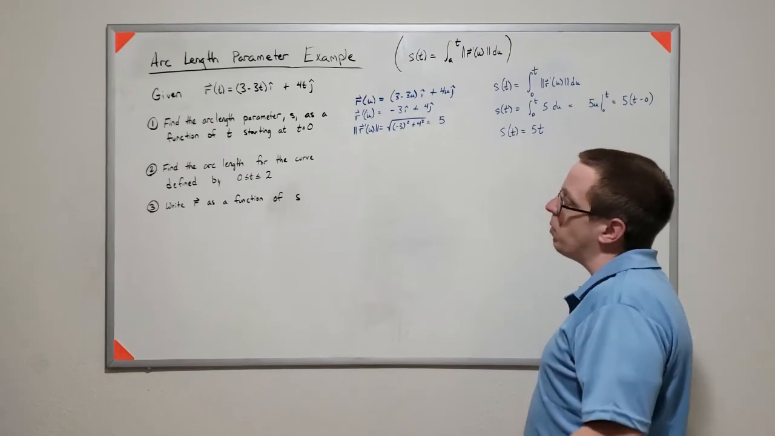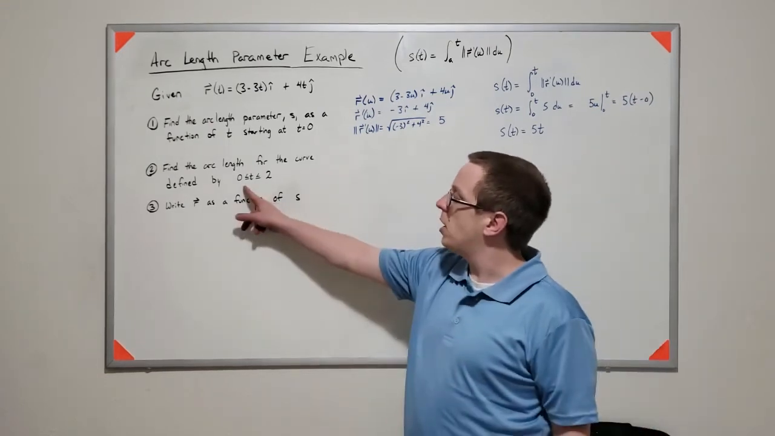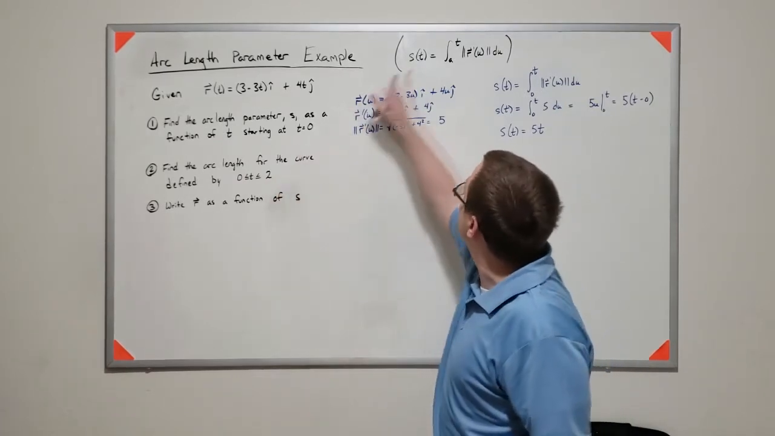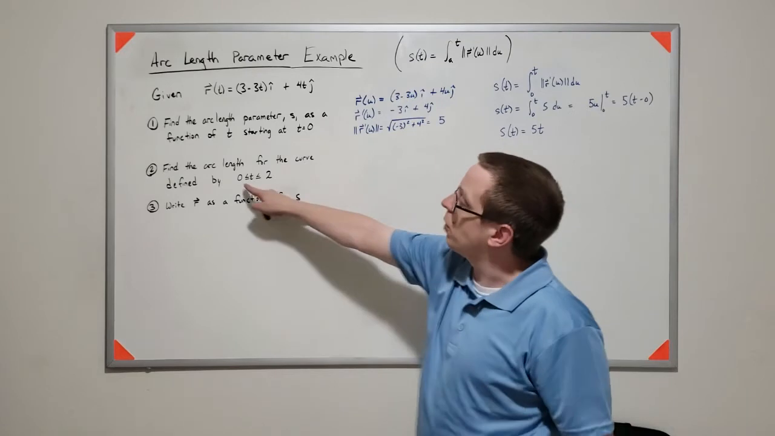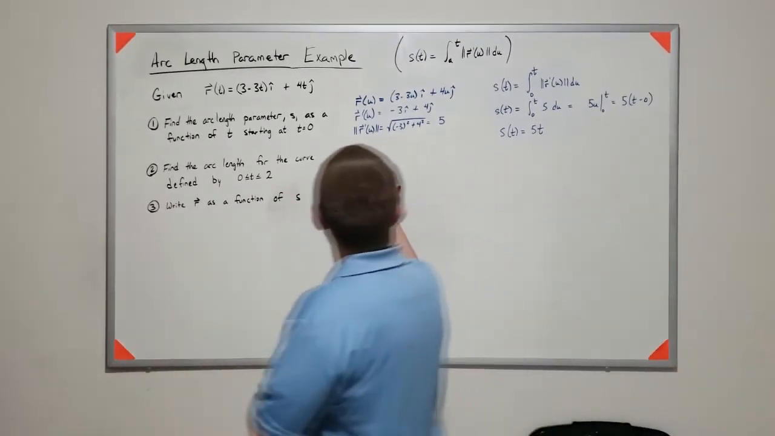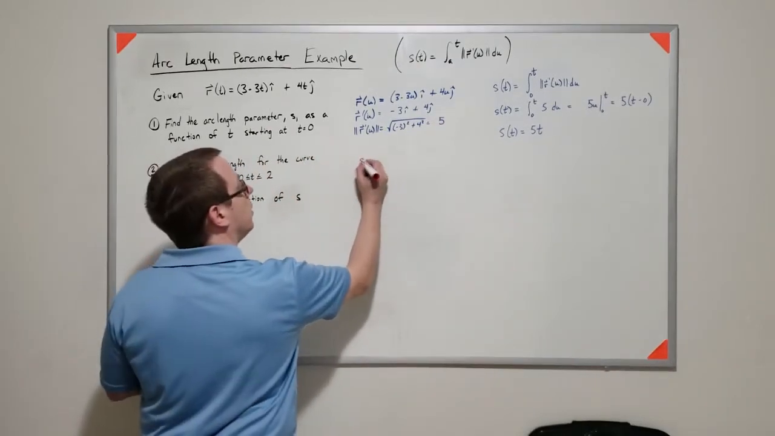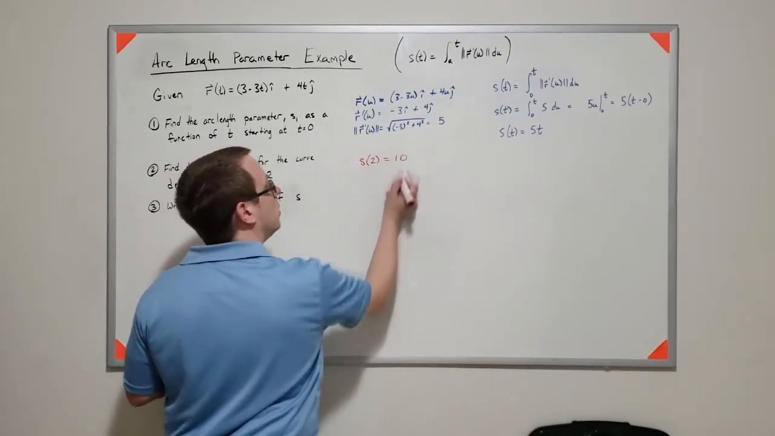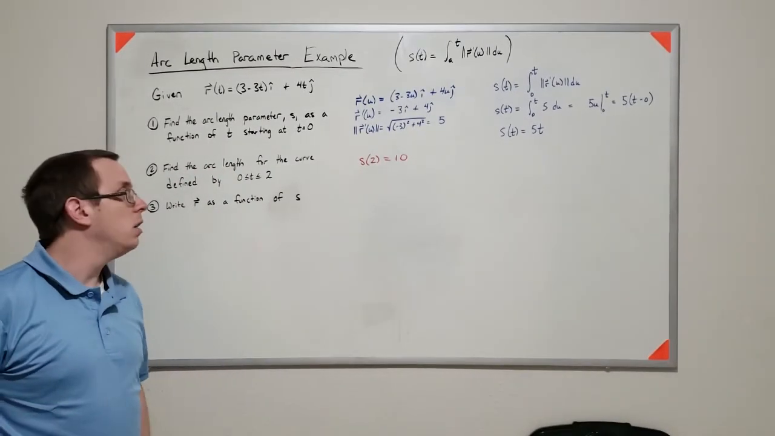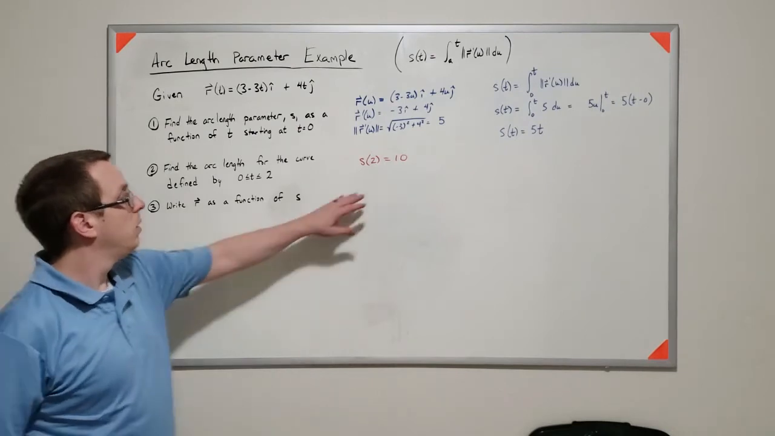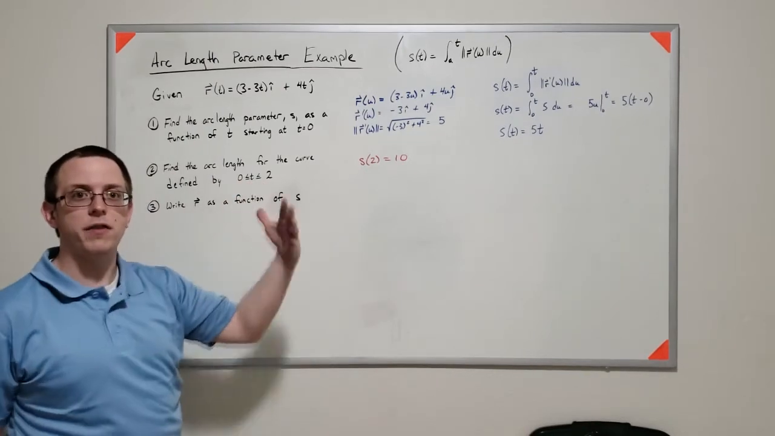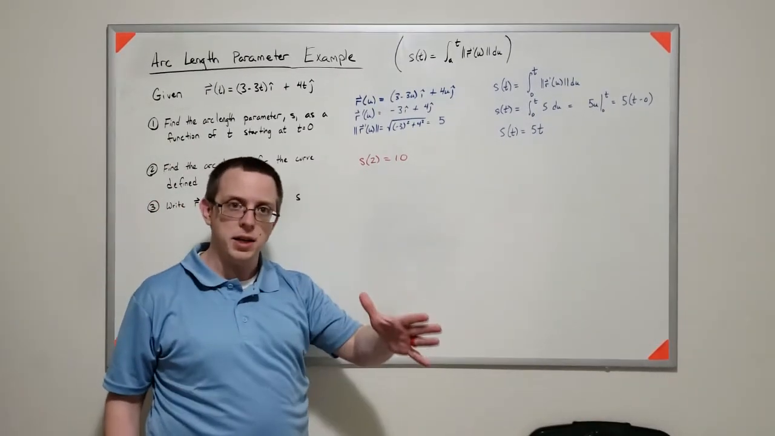So for the next piece, we want to find the arc length for the curve defined by 0 ≤ t ≤ 2. What's nice about this is instead of having to do this whole integral again, going from 0 to 2, now that I have this arc length parameter, I can simply find s of 2 equals 10. That's a really convenient way of getting arbitrary arc lengths. If I had to find 10 different arc lengths, I don't have to take 10 integrals.